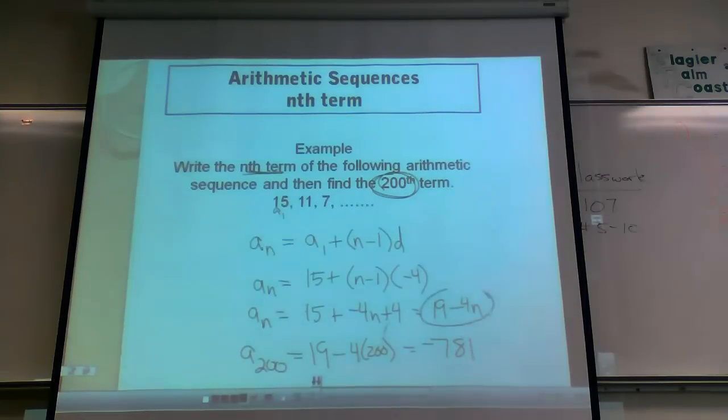This right here would be the nth term, right? That's a sub n. That right there would be your 200. Okay, that's the easiest one here.